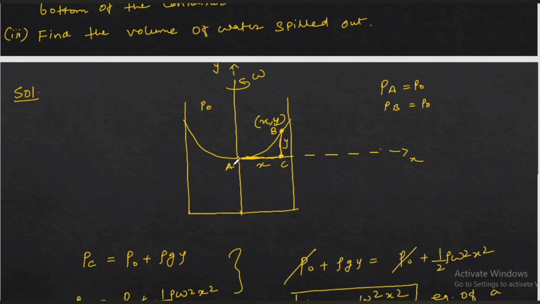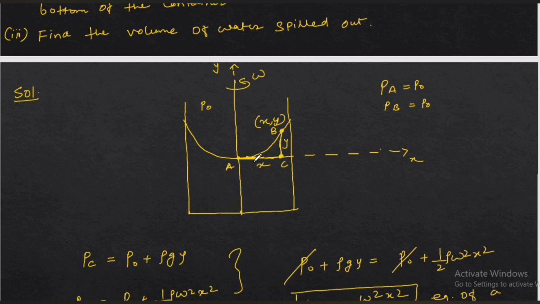Now mark point A, point B, and point C here, and P naught is the atmospheric pressure. So PA is P naught because A is exposed to the atmosphere. At point B also the pressure is P naught. Now from A you move to point C.